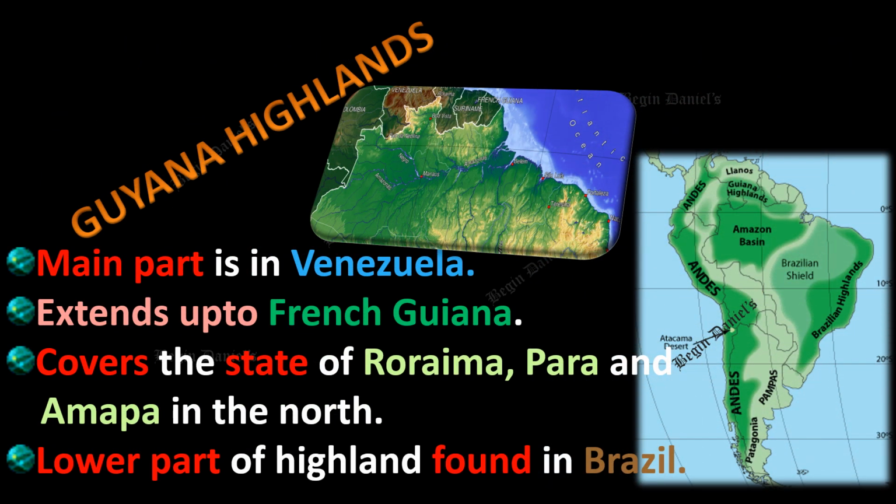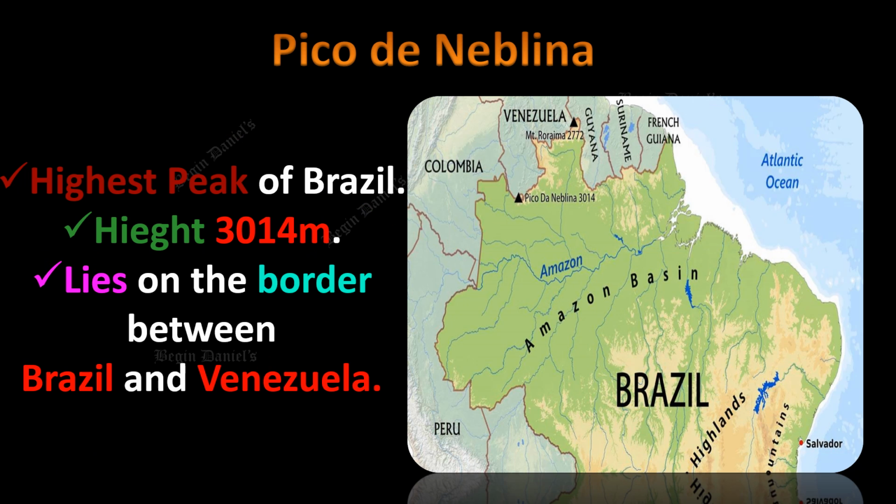Guyana highland. The main part is in the country Venezuela. It extends up to French Guyana on the eastern side. It covers the states of Roraima, Para, Amapa in the north. The lower part of the Guyana highland is found in Brazil. The highest peak of Brazil is Pico de Neblina. The height is 3014 meters. It lies on the border between Brazil and Venezuela.